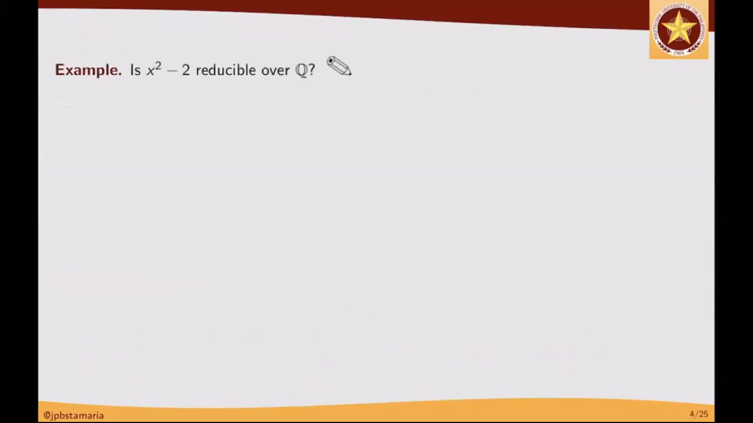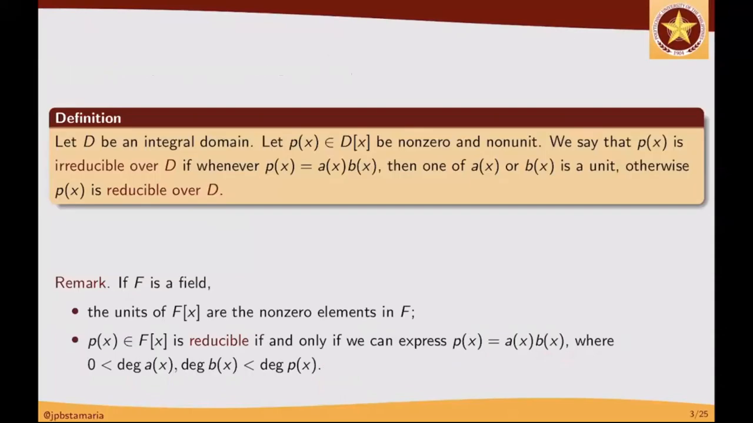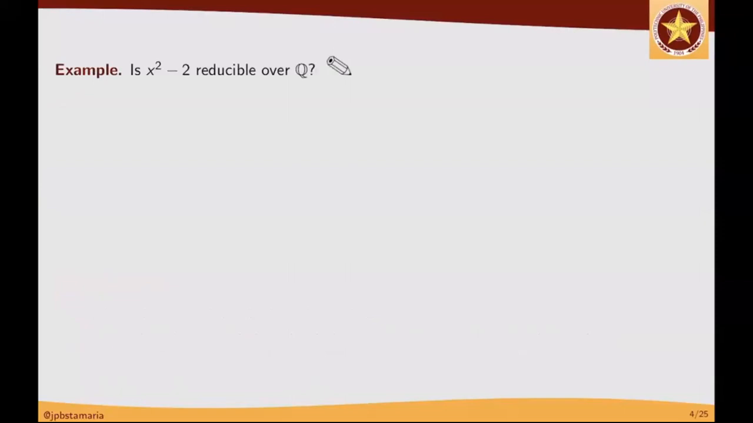Okay? Pero don't worry, most of the times naman, we will be dealing with fields. Pero sometimes, we also deal with non-fields. Halimbawa, is this polynomial reducible over Q? What do you think?